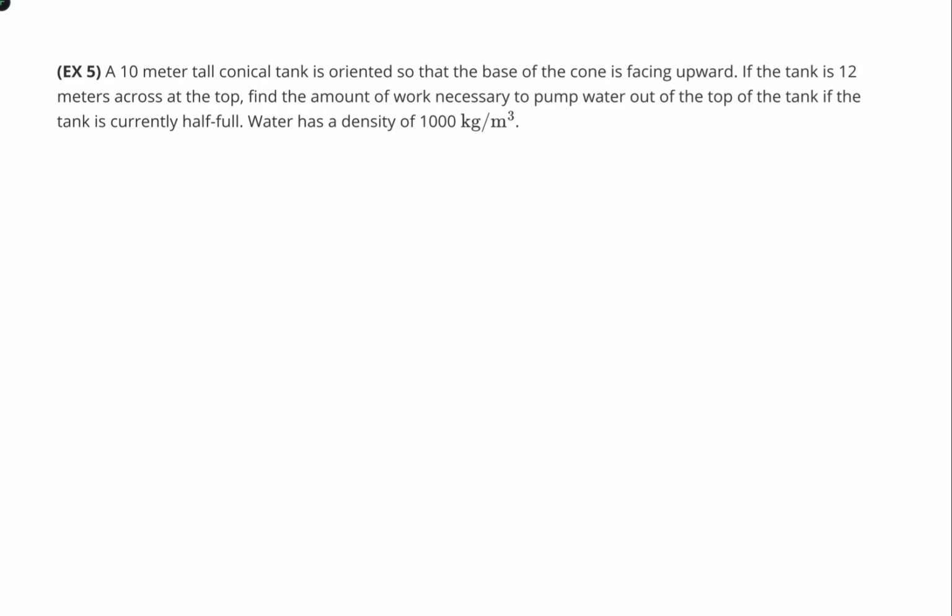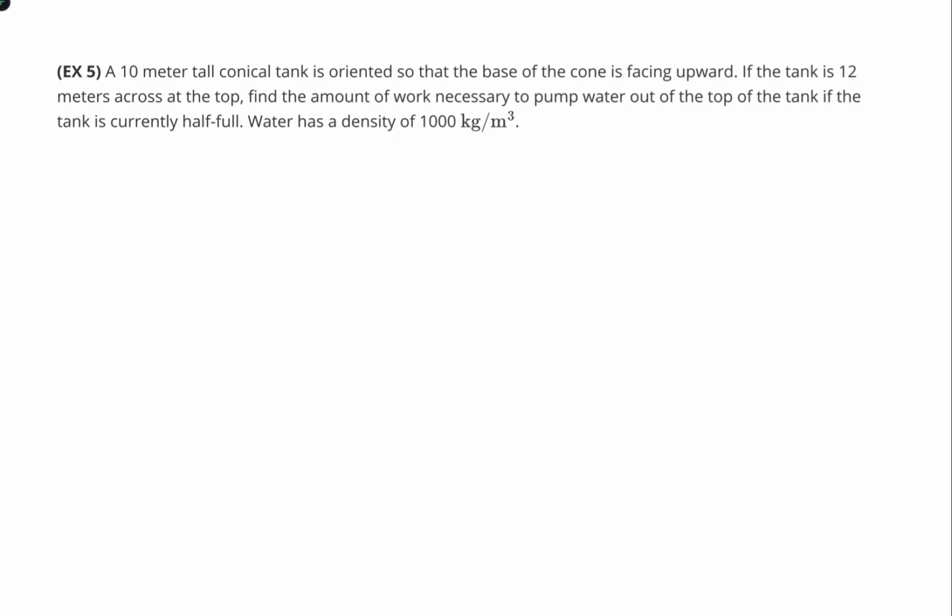A 10-meter tall conical tank is oriented so that the base of the cone is facing upward. If the tank is 12 meters across at the top, find the amount of work necessary to pump water out of the top of the tank if the tank is currently half full. Water has a density of 1,000 kilograms per cubic meter.